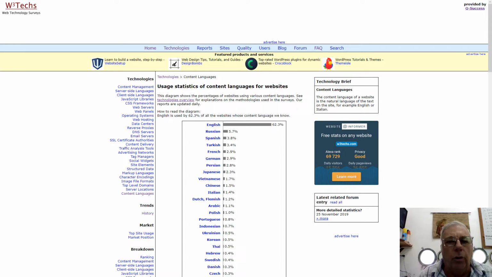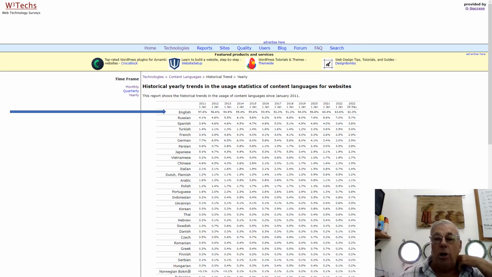This is what the site of W3Tech is providing for today: English, Russian, Spanish, Turkish, French. And this is the historical curve, and you see that between 2011, when they start, to today, English has always been above 50% and sometimes above 60%.